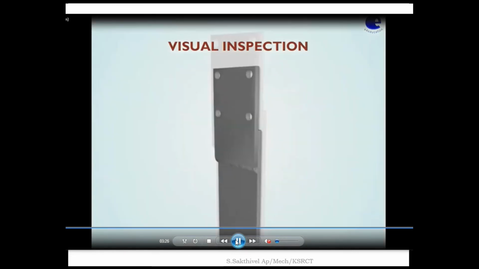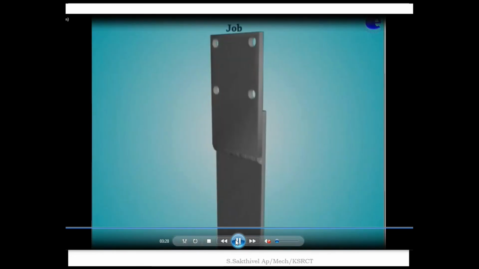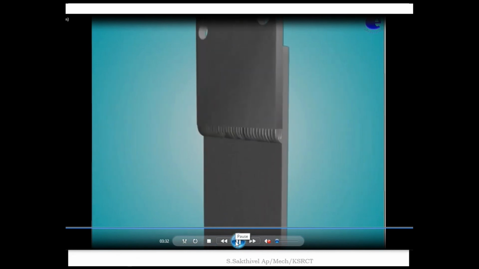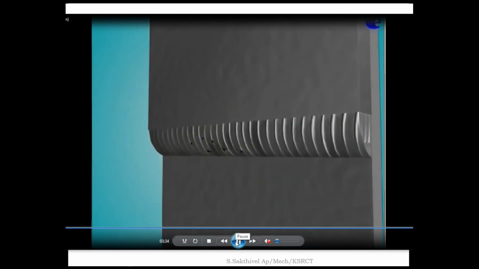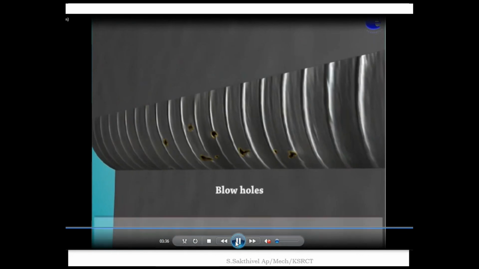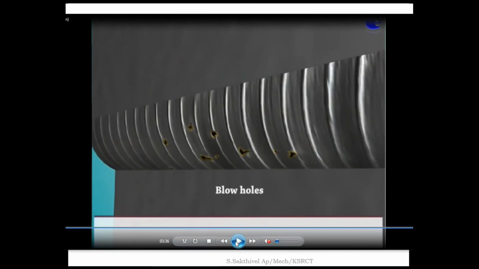Visual inspection. How are we going to visually inspect the welding during welding? So blowholes, we can see through our naked eye. So this is called visual inspection. By seeing itself, we will know that in this welding we have blowholes. So this is called visual inspection.